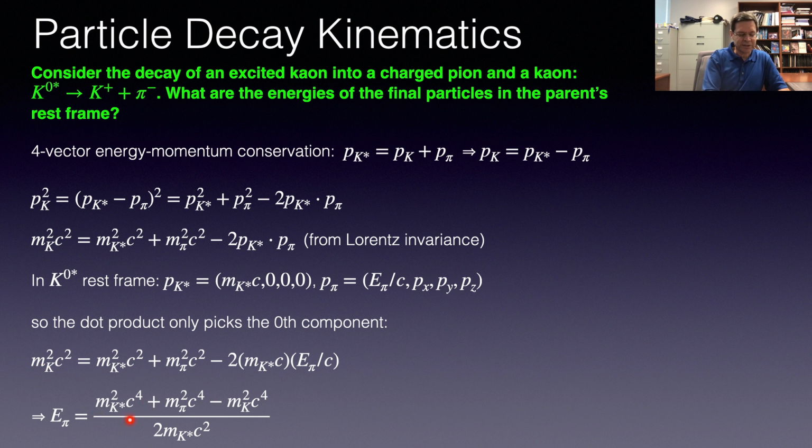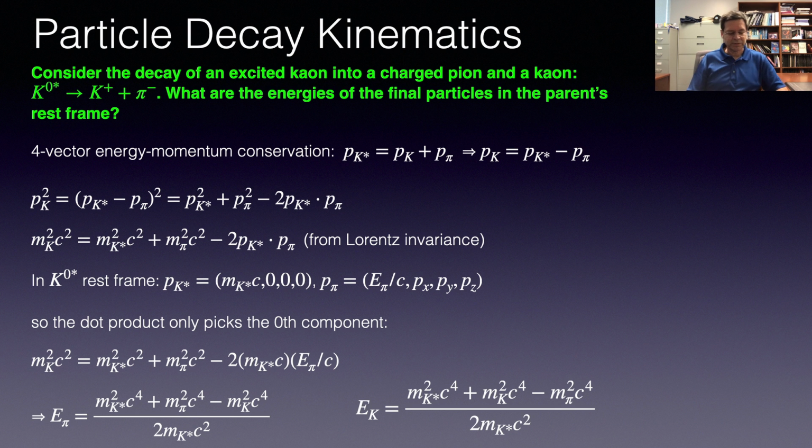And what I'll get is that the energy of the pion, in terms of the parent's rest mass energy squared, mK*² c⁴, plus the pion's rest mass energy squared, mπ² c⁴, minus the kaon's rest mass energy squared, mK² c⁴, divided by twice the parent's rest mass energy, 2 mK* c². So that's how I can solve for the total energy of the pion in the decay. But that's total energy, by the way, in relativity.